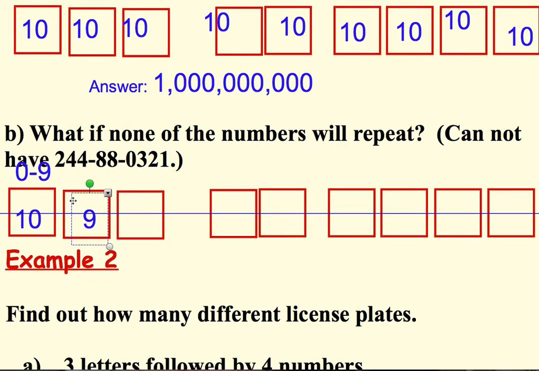Because I can't have maybe a 1, maybe I can have a 2 or something to that effect. Next would be an 8. Then a 7. Then a 6. Then a 5. Then a 4.